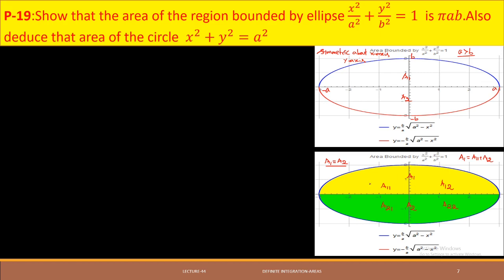Okay. We have concluded that A1 is equal to A2 because of the symmetric property of the ellipse. Fine. Now further, since this portion is symmetric about y-axis, I can further say A11 also is equal to A12. This is because of symmetry about x-axis. This is because of symmetry about y-axis.